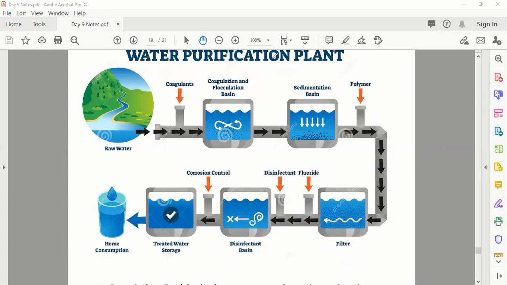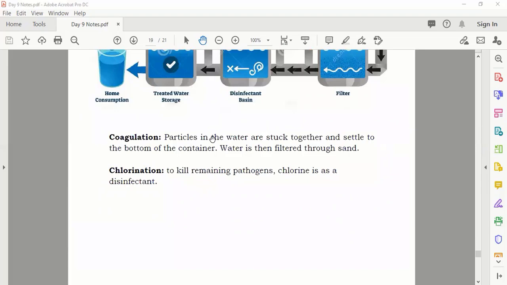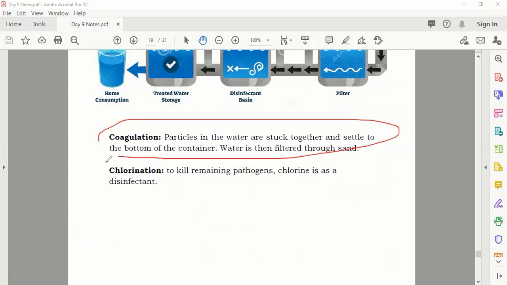Hello? No. Okay. First of all, you have coagulation, meaning particles in the water are stuck together and settle to the bottom of the container. That's known as coagulation. After that, chlorination, to kill the remaining pathogens, chlorine is used as a disinfectant. Okay.